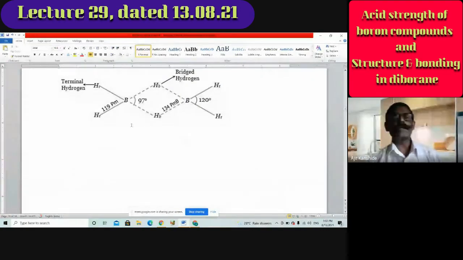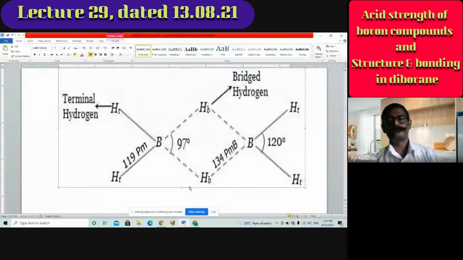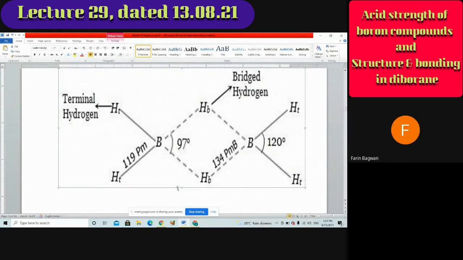Actually, two BH3 molecules are there. If you observe here, I have just magnified this diagram. Could you read the diagram clearly? Yes, sir. From this diagram, what can you find?